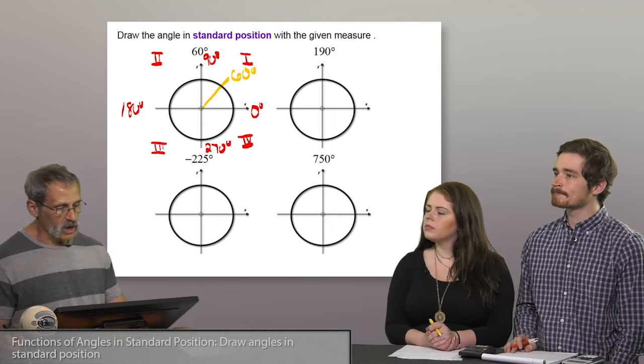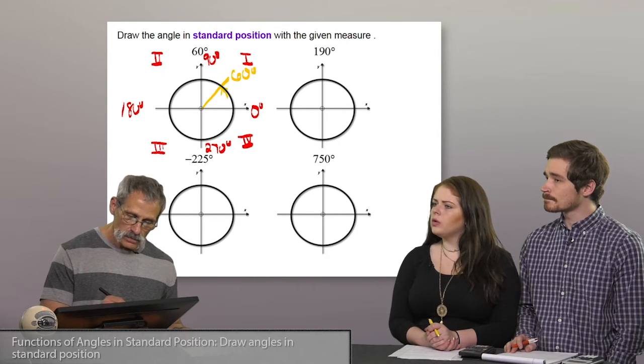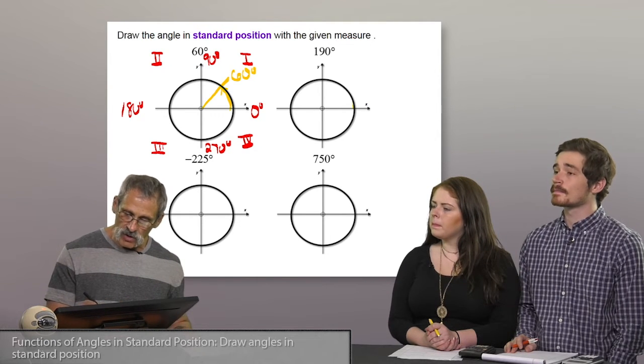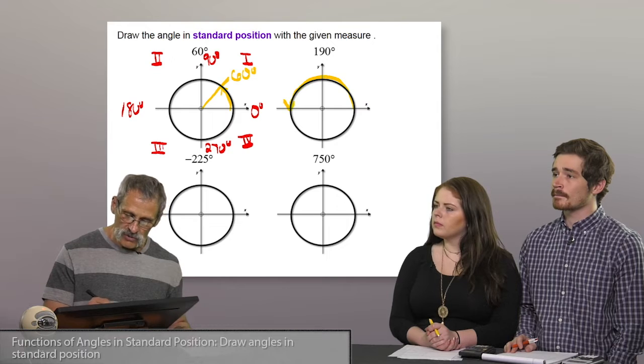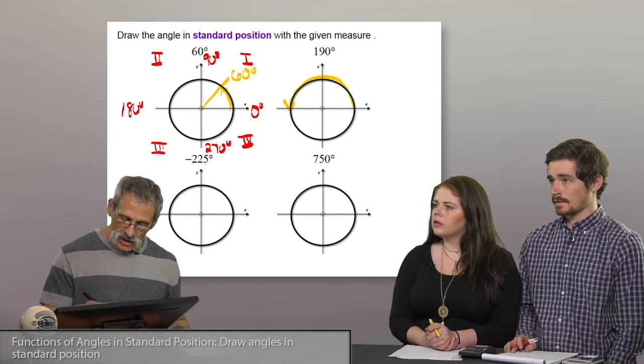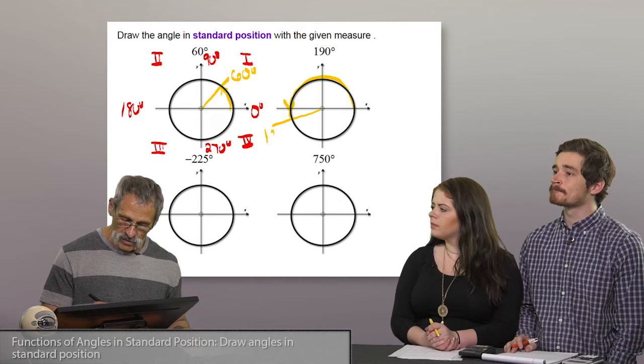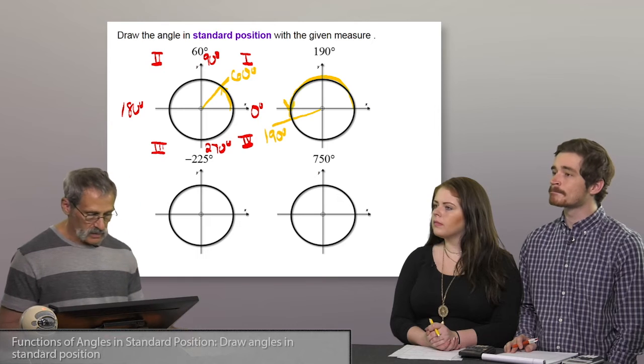What quadrant would 190 degrees fall in? Would that be in the third quadrant? Very good, because if I rotate halfway around a circle, I've rotated how many degrees? 180. How many more do I need to rotate? Another 10 more. So that rotation would be 190 degrees.